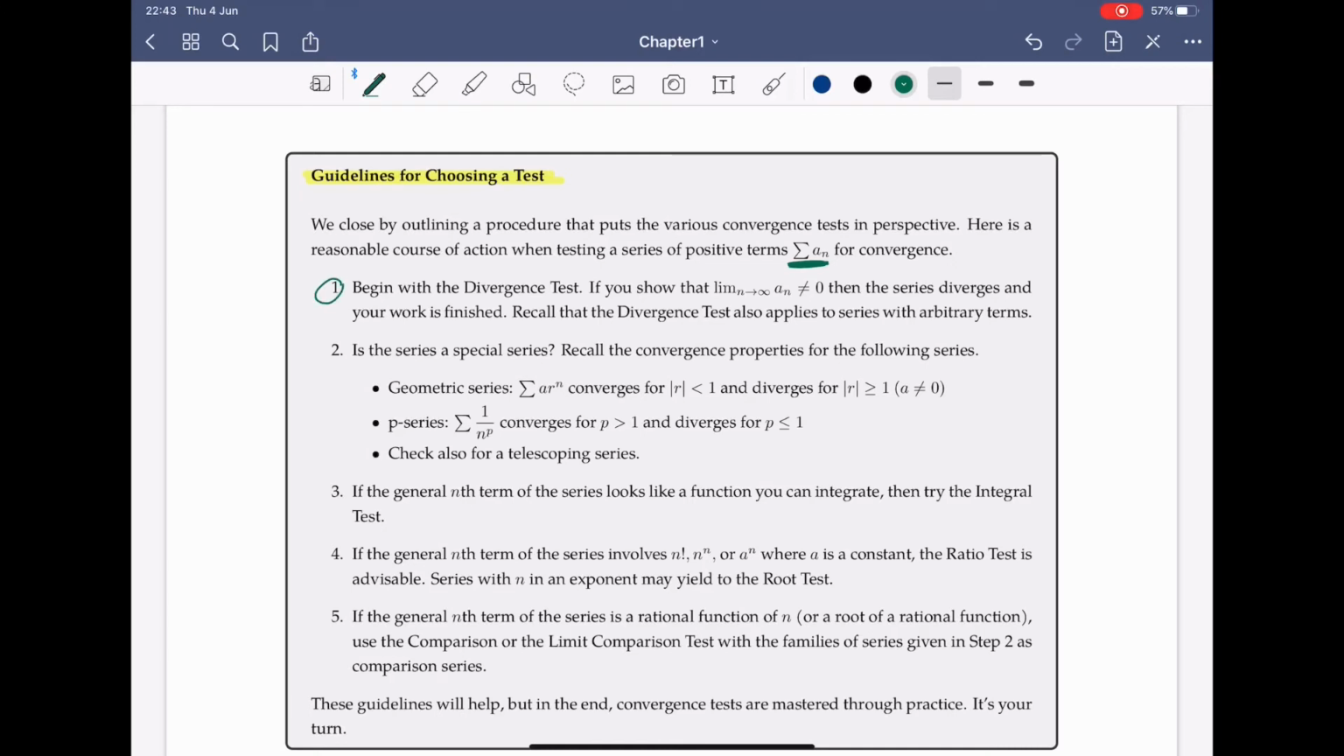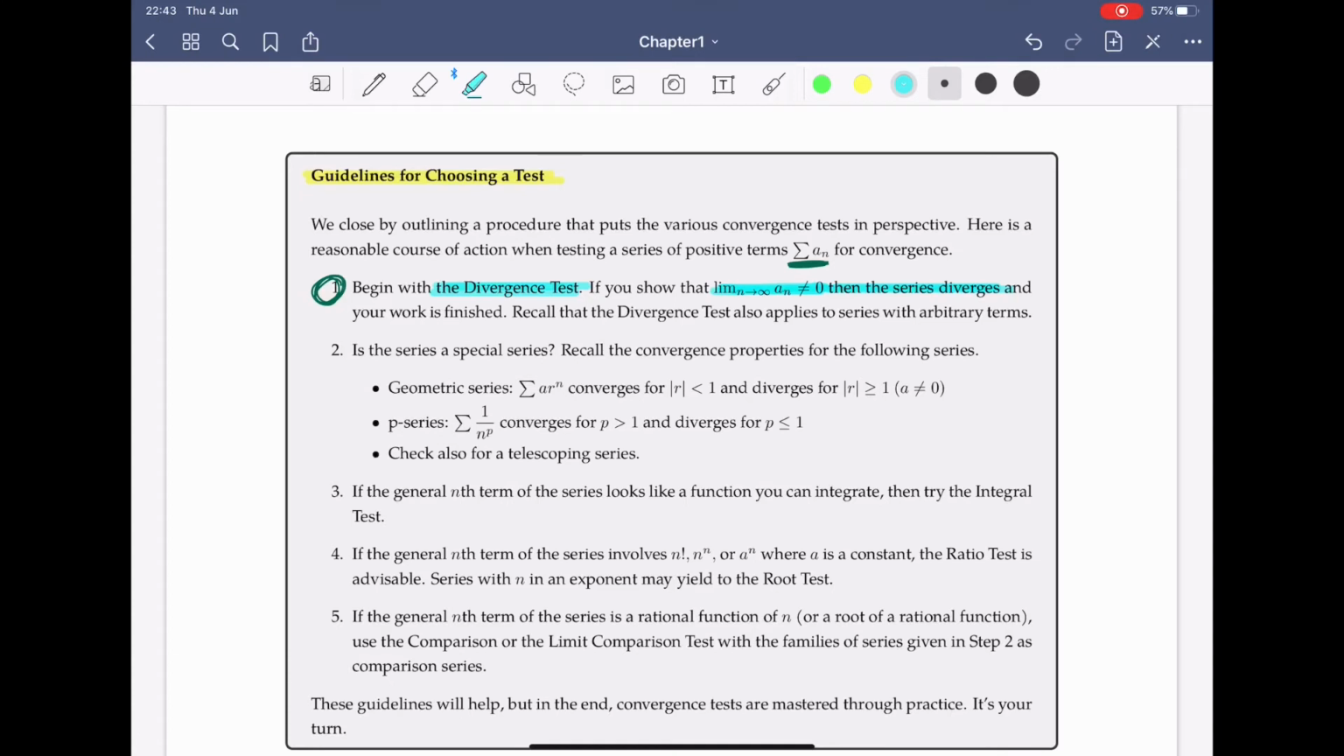So the first one, why don't we begin with the divergence test? Because this is the easiest one. If you can show that the limit of an is not equal to 0, then you can conclude that the series diverges. Otherwise, you can just move to another technique.